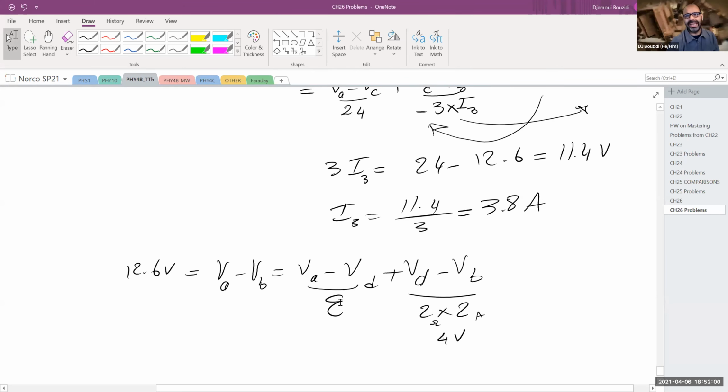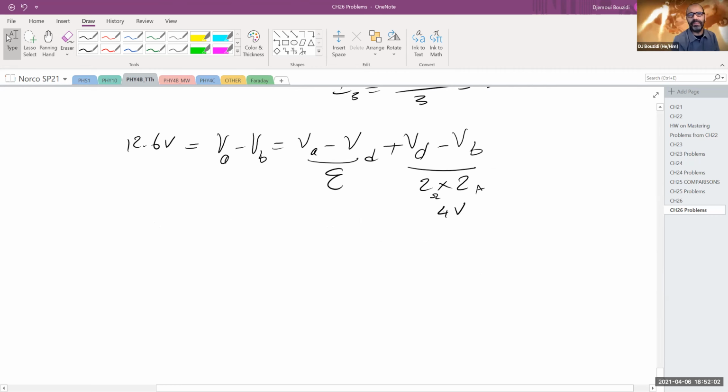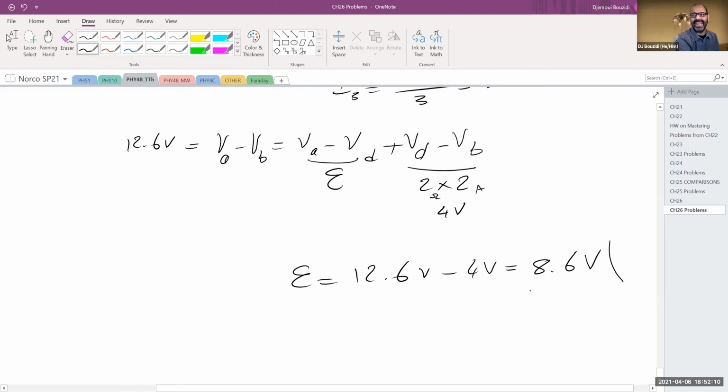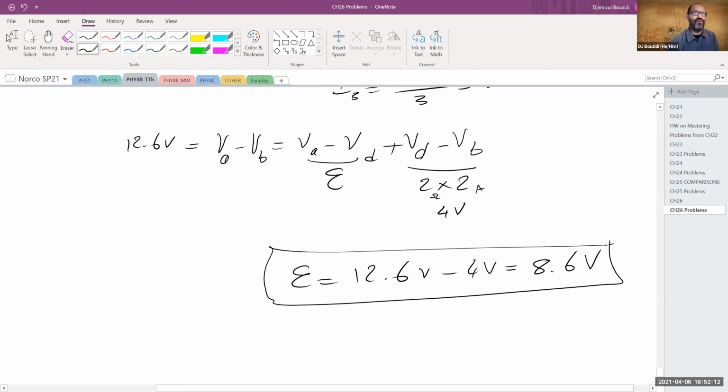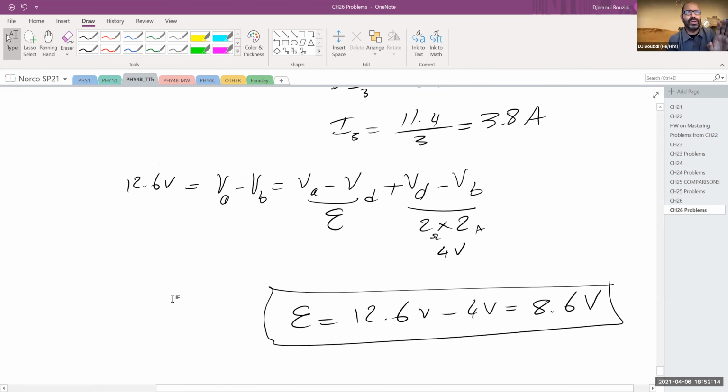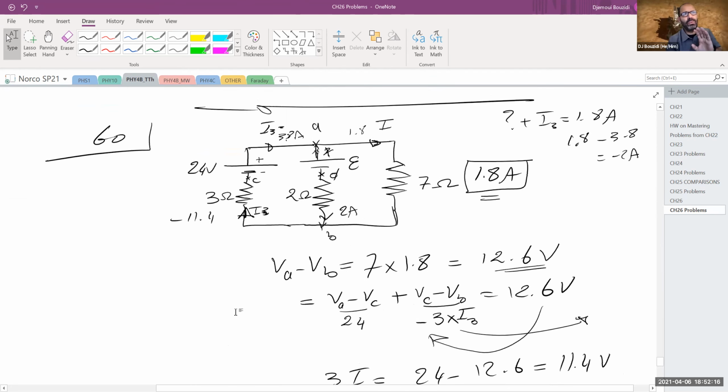So here is the story then. The EMF must be 12.6 volts minus 4 volts, and that is 8.6 volts. Indeed, it's positive, first of all, which means that its direction is good. We don't have to flip it because they didn't tell you anything about polarity in the problem. So they are confident in its direction. So that is actually a level of confidence.